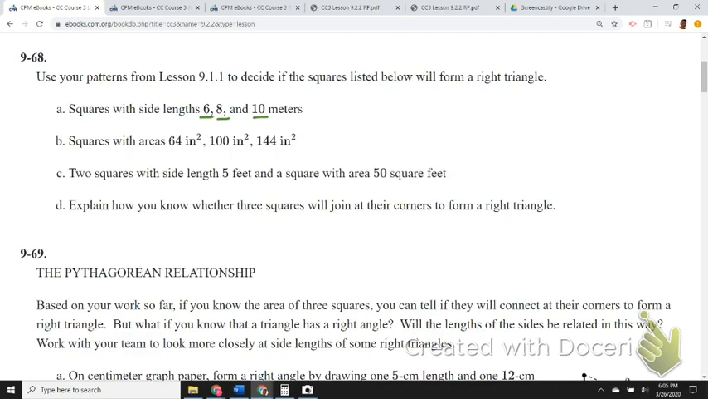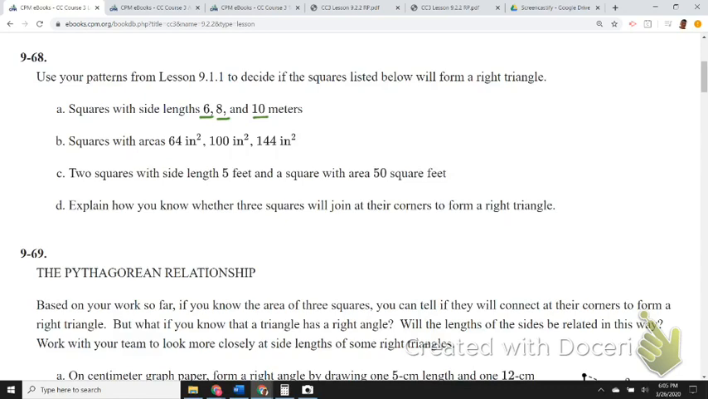And take a moment to pause here. Think about, going back to the last lesson, if I give you three side lengths, how do you know if this is going to be a right triangle or an acute triangle or an obtuse triangle? Okay, so go ahead and pause the video right here and think about that for about 15-20 seconds or longer if you need it.